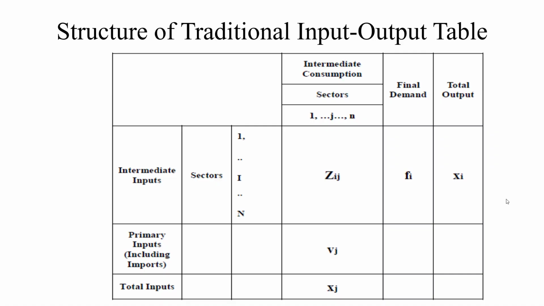Okay, in this lecture, I will discuss the structure of the traditional input-output table. As I already mentioned, the traditional input-output table is basically an accounting framework, which includes credit and debit. You can see that this Z table is the intermediate consumption matrix. Intermediate consumption matrix means these are the different sectors or industries in the rows and the columns.